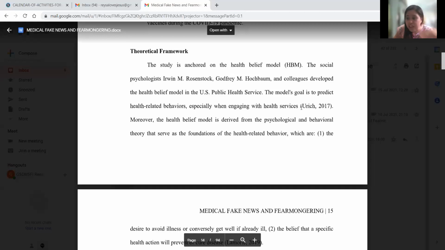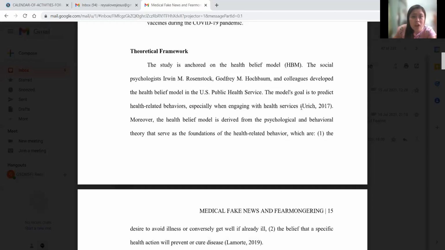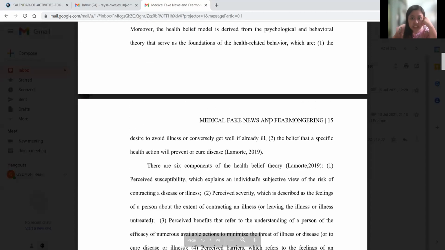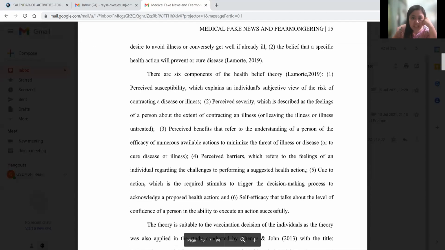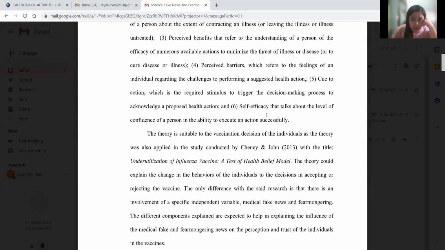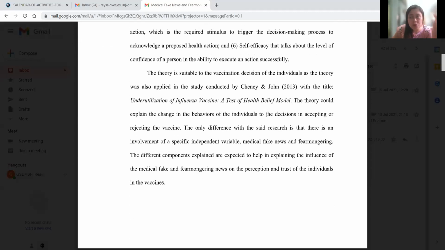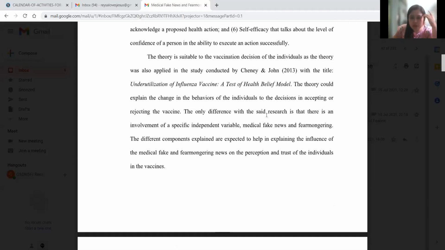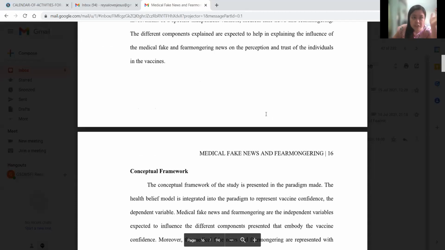So in your theoretical framework, look for which model or theory is applicable to your study. Then you discuss it there in the theoretical framework. You also have to name the person who coined the theory or the model.